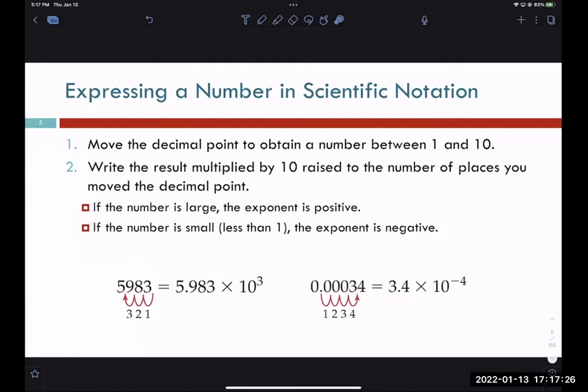So if we have a small number, then we're moving this decimal place to the right, 1, 2, 3, 4 spots, to get a number between 1 and 10, 3.4. And then we say times 10 raised to the negative 4. You cannot leave off the times 10 to the whatever exponent because that would completely change your number. 3.4 is very different than 0.00034. One is a very small number, one's a, I guess, average number. Depends on what you're talking about.